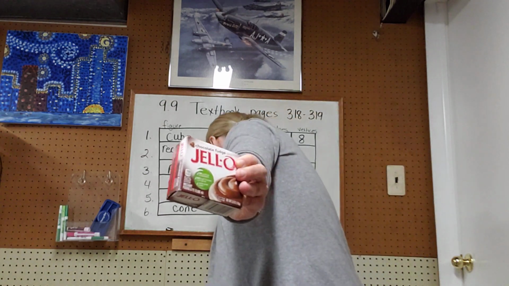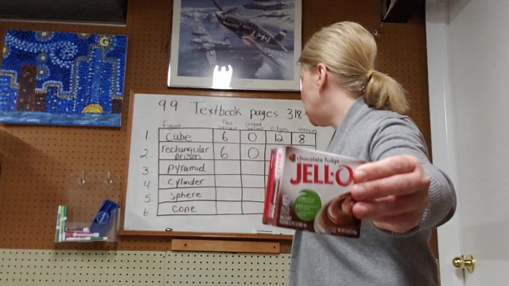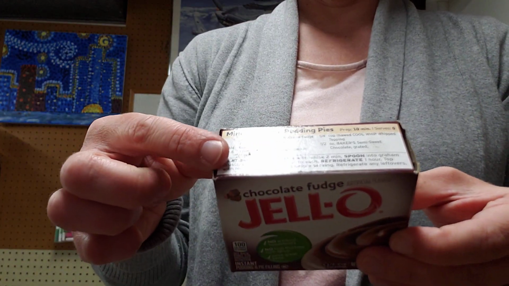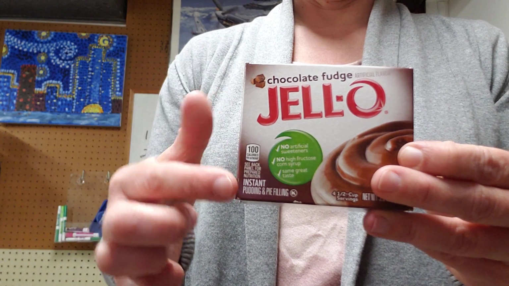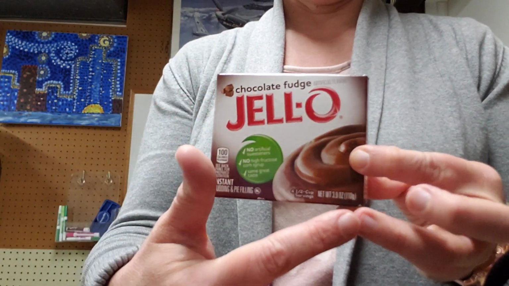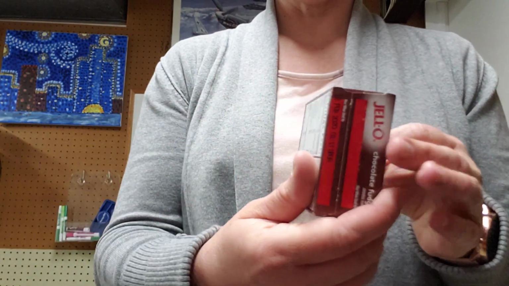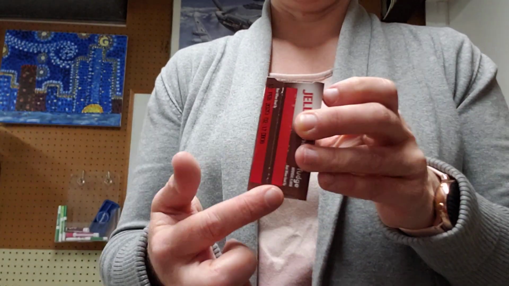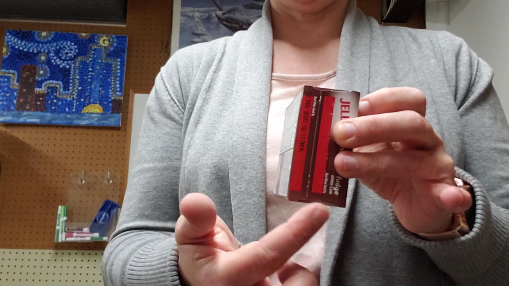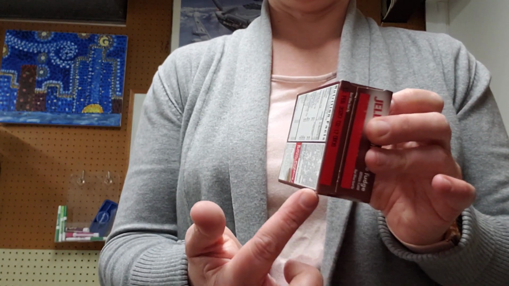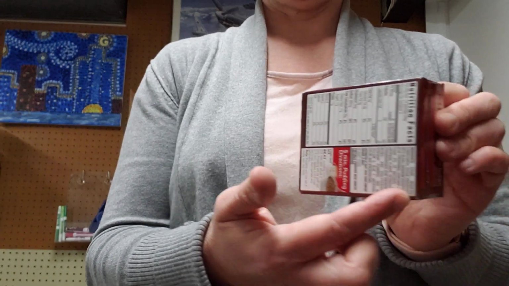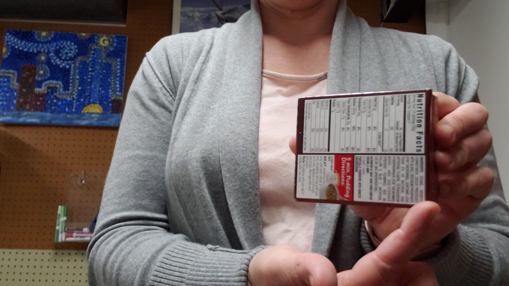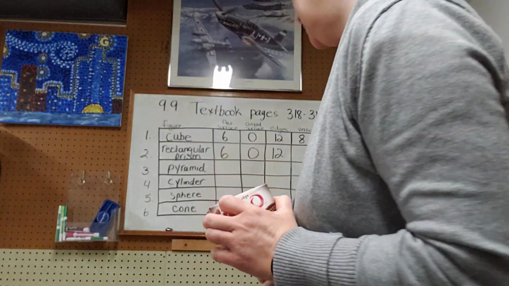Vertices. Let's count the vertices. If it has the same number of edges, then it's going to have the same number of vertices. Let's count on the front. 1, 2, 3, 4. Let's go to the back. 5, 6, 7, 8. Okay, so we don't need to count those on the sides because we already counted them for the front, right? If we just rotate it, we've already counted that edge. So there's 8.